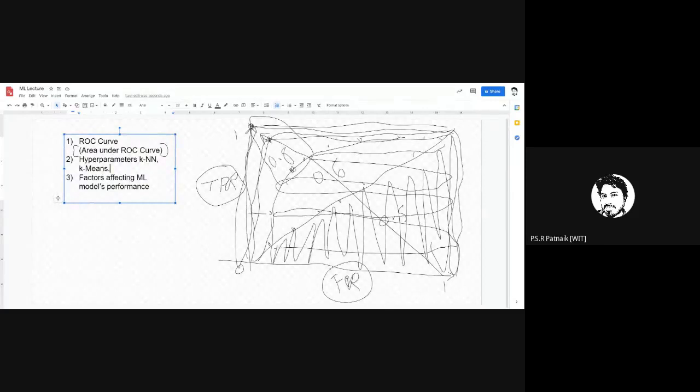Now, given that you have this understanding of hyperparameters, we need to conclude what the major factors are which might affect the ML model's performance. Can you name the factors by which the ML model's performance is decided? You can quickly type in the chat window, then we will discuss what is right, what is wrong, and what the major factors are. What are the aspects which might affect the performance of an ML model?